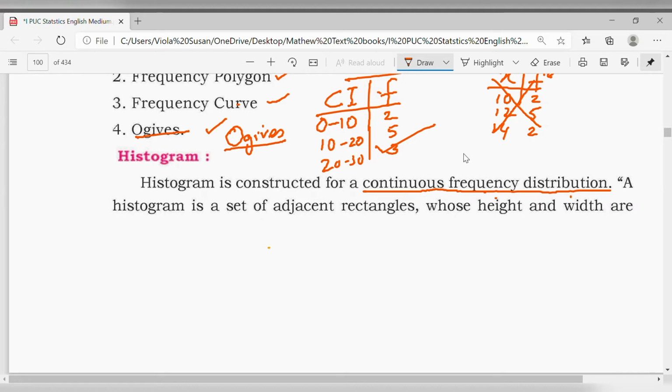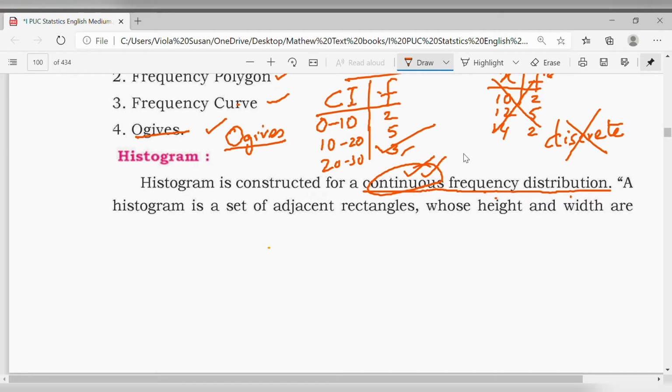A histogram can't be drawn for discrete frequency distribution. It will be drawn only for continuous. See the word continuous you mentioned here. The word continuous. Okay, right.